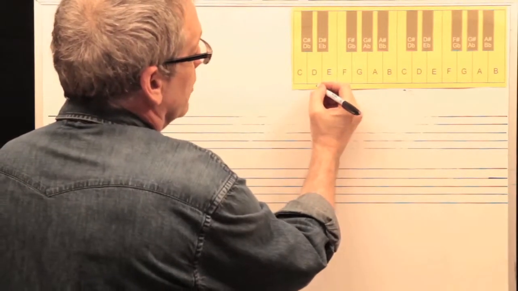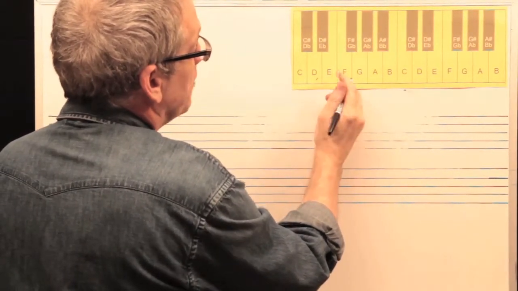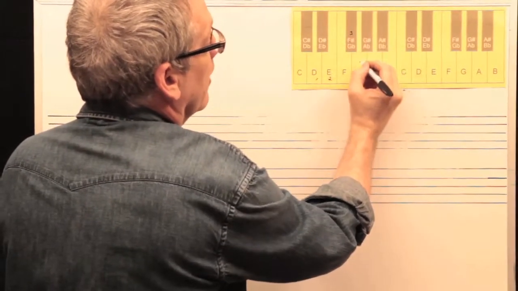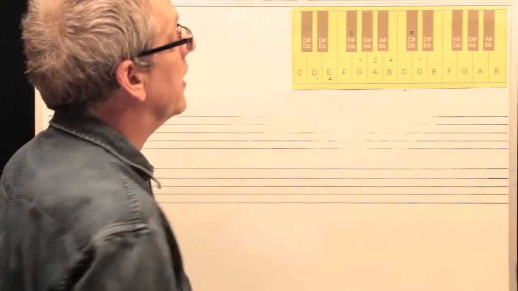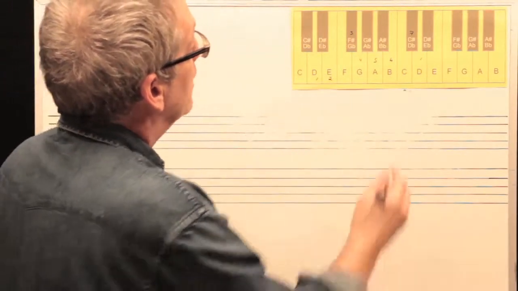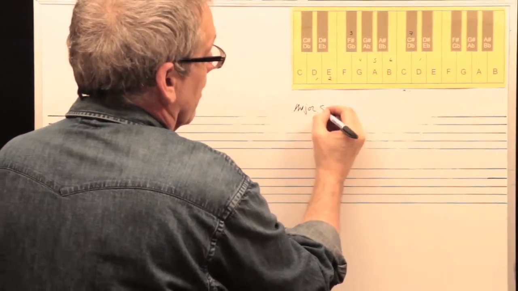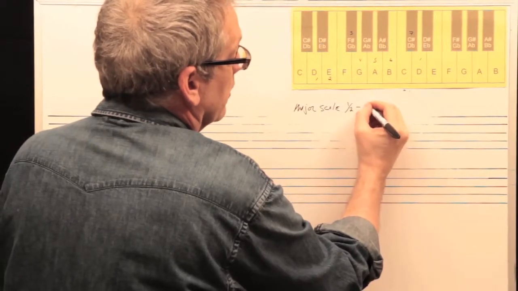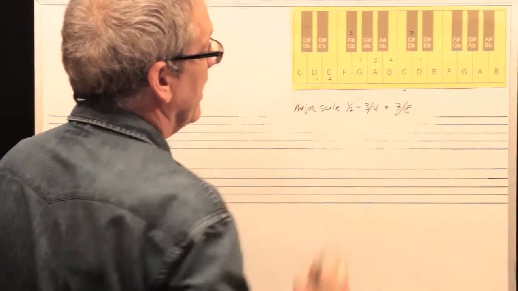Okay, let's say we want to start a major scale on D. Here D is your 1. Here are the notes in your D scale: 4, 5, 6, 7, and 1 again. Here are your half steps, again in a major scale, between 3 and 4 and 7 and 8.